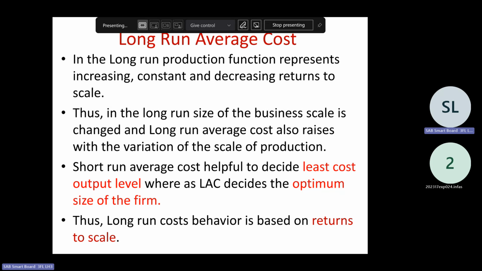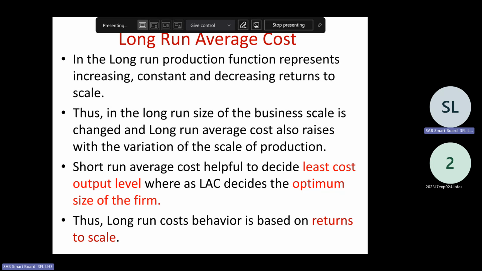Now, when we go to the long run average cost curve, we take into account the short run average cost curve also. So we observe that U shape as well. But we decide the optimum level of output in the long run average cost curve. So it explains the many short run situations throughout the long run average cost curve.